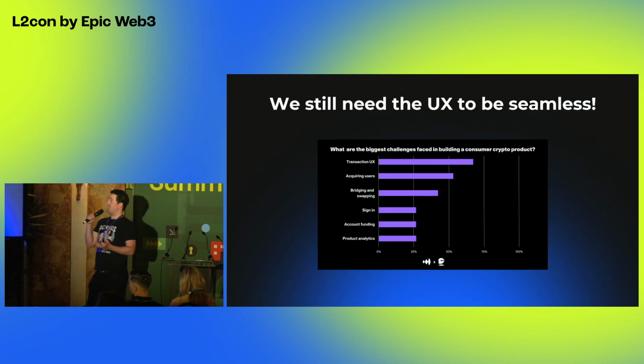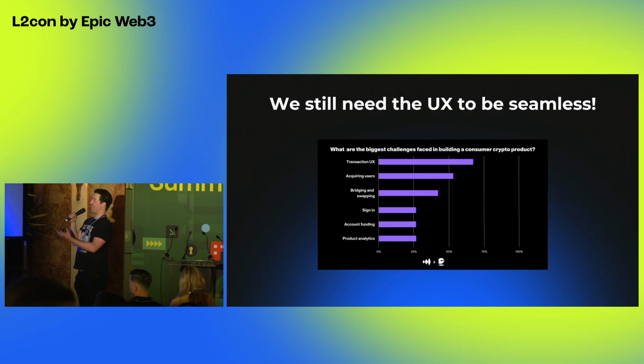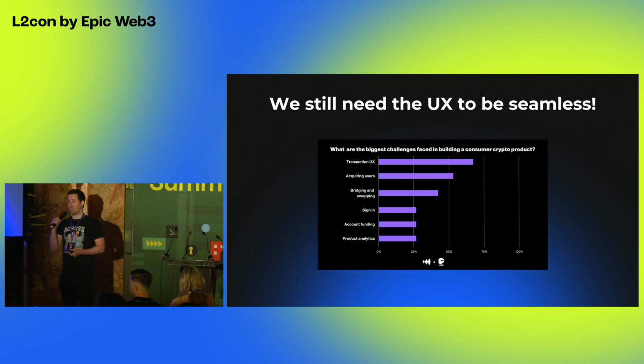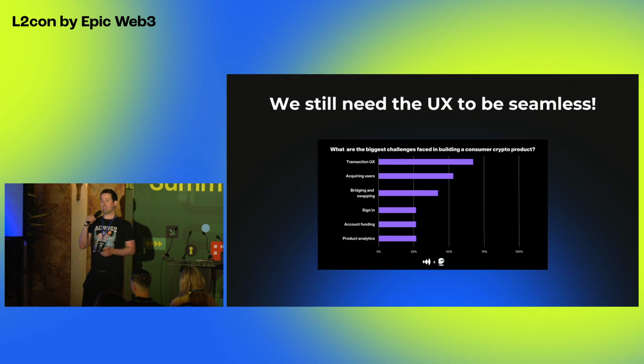The problem is we still need the UX to be seamless. This is not a unique survey. A lot of the friction in the user experience is coming from poor transaction UX, onboarding, bridging and swapping, and just really abstracting away a lot of this complexity from the users.